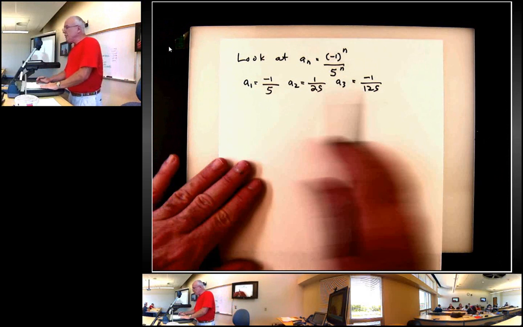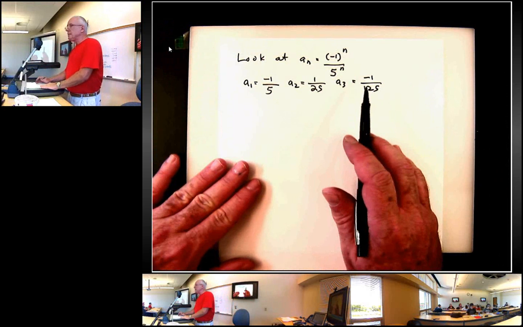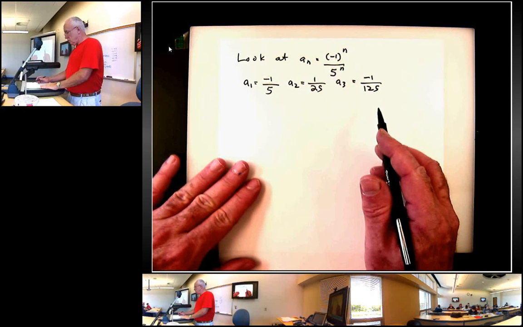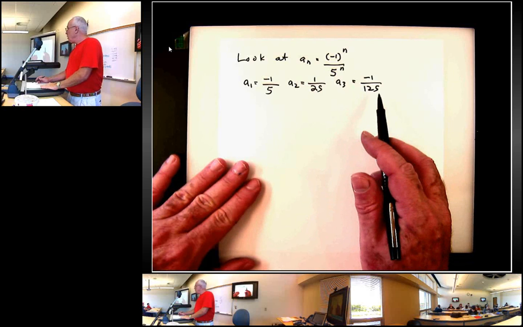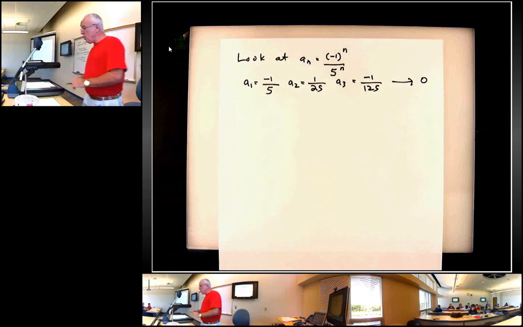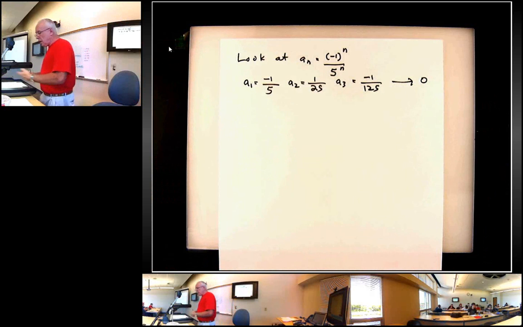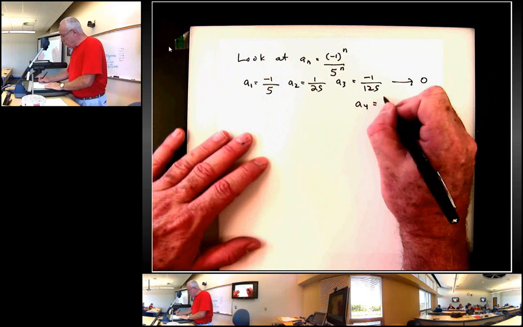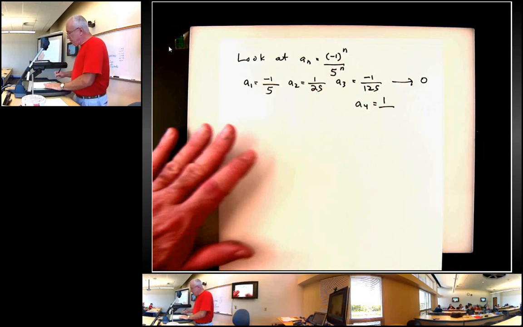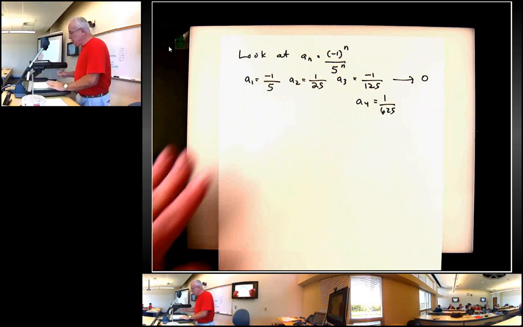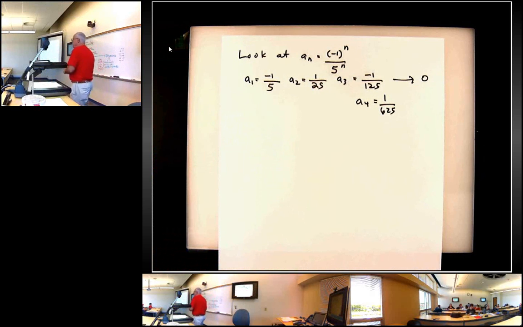So just from these few terms here, what do we think this sequence converges to? Are they getting smaller? It's going to get closer to 0, right? We're getting smaller and smaller numbers. If it would have helped, I could have gone through another one. A sub 4: minus 1 to the fourth power is 1, and 5 to the fourth power, I think, is 625. So you see that the denominator keeps getting bigger and bigger and bigger.